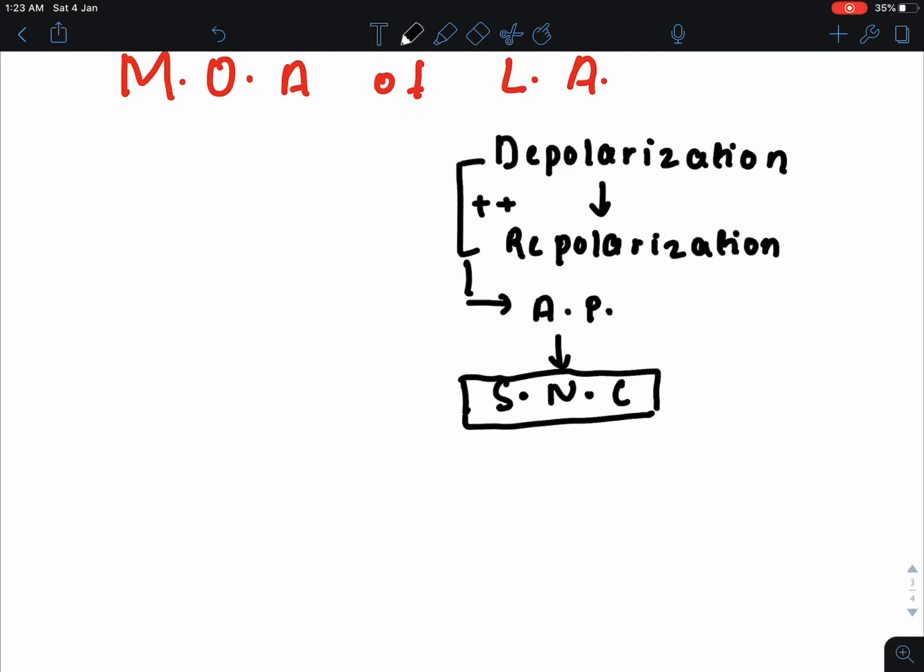The function of local anesthetics is that it blocks the function of sensory nerve conduction. The question is how it blocks the sensory nerve conduction. It blocks the sensory nerve conduction just by blocking the depolarization. That is the first step. Now just look here.